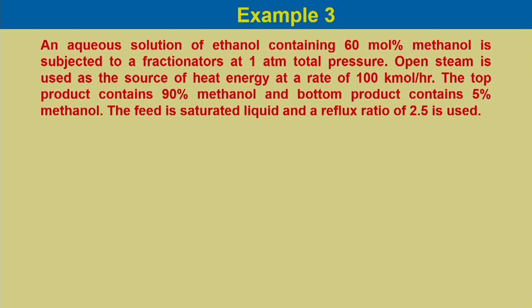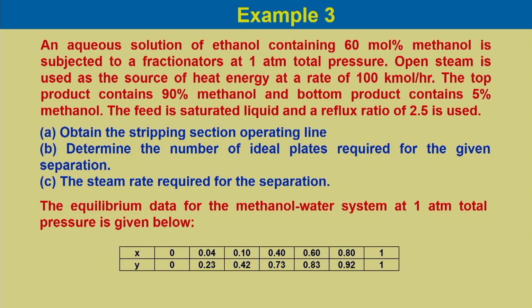Now, let us take an example. An aqueous solution of ethanol which contains 60 mole percent of methanol is subjected to fractionation at 1 atmosphere total pressure. Open steam is used as the source of heat energy at a rate of 100 kilomole per hour. The top product contains 90% methanol and the bottom product contains 5% methanol, although it is given as 5%, actually it would be 10% methanol, but considering 5%, we will see how to do the operating line equations. The feed is saturated liquid and a reflux ratio of 2.5 is used.